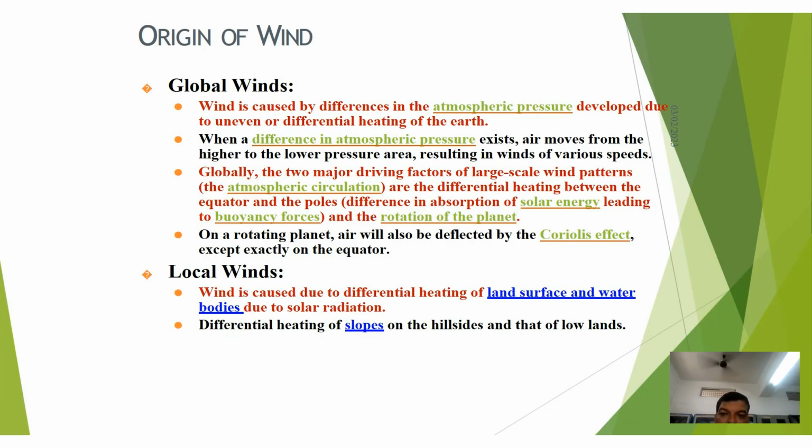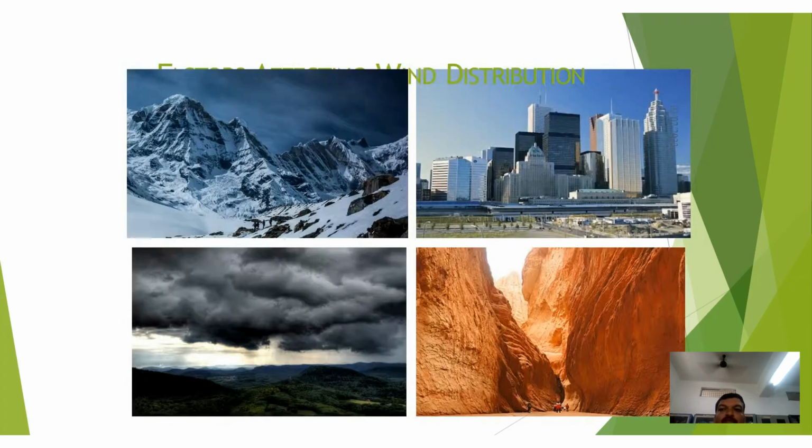So, coming to the local winds. Wind is caused due to differential heating of land surface and water bodies due to solar radiation, and differential heating of slopes on the hillsides and that of lowlands. So, these are the wind distributions across various areas like hill areas, buildings or cities, major cities, mountains, and this is at the time of clouds.